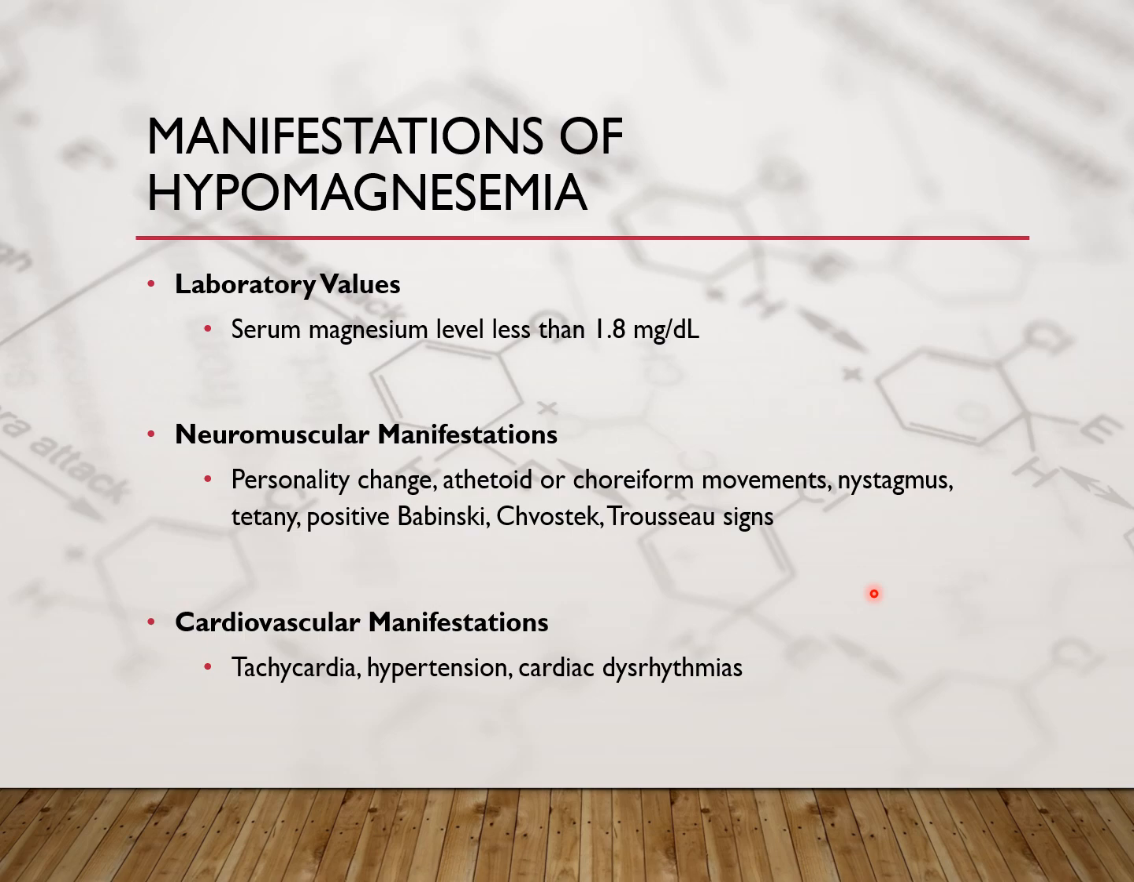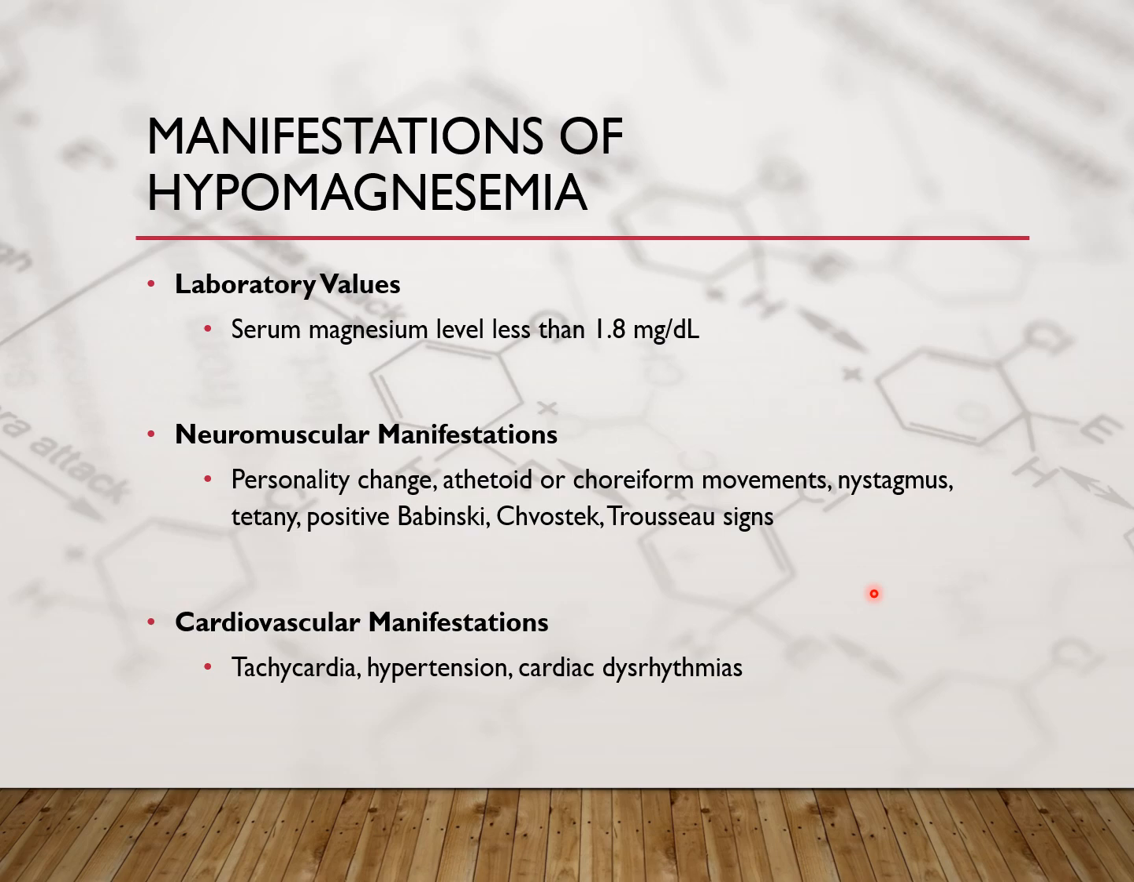You can see nystagmus, which are these abnormal movements of the eyes, tetany, which is kind of like an overall muscle tightening or hyperexcitability. We can see a positive Babinski, which is an abnormal reflex of the foot. And hypomagnesemia can also cause positive Chvostek's and Trousseau signs that we also used, as you recall, to test calcium levels.